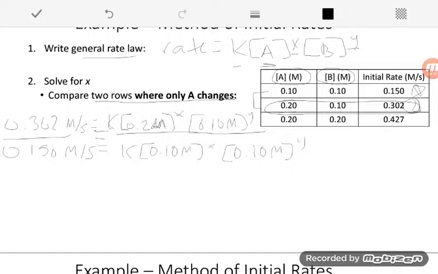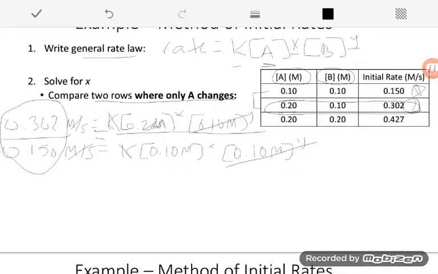When I do this, I see a lot of stuff cancels. My k's cancel out. And this is why we picked B to not change. Since B didn't change, it also cancels out on the top and bottom, that 0.1 molar. All of my units cancel out as well. So now all I need to do is a little bit of math. I'm going to do that right here.